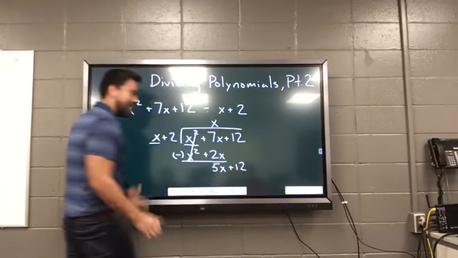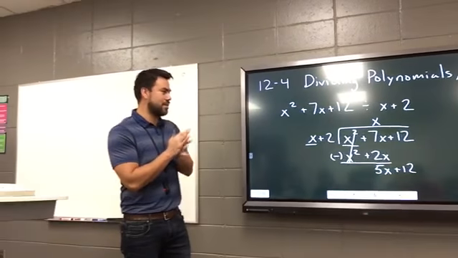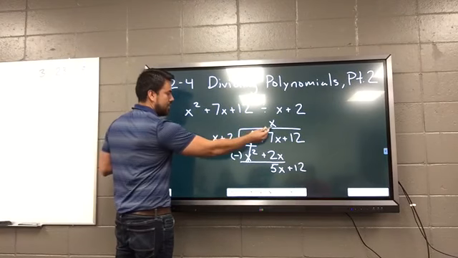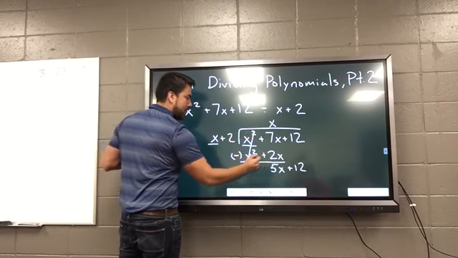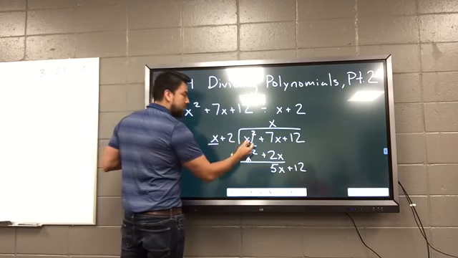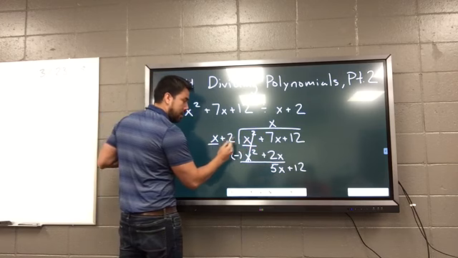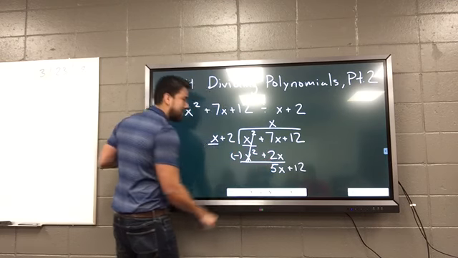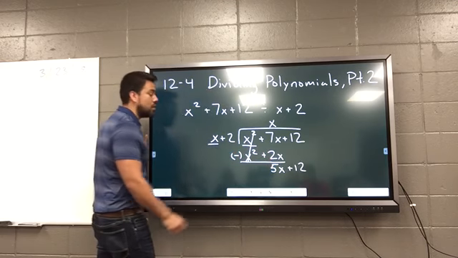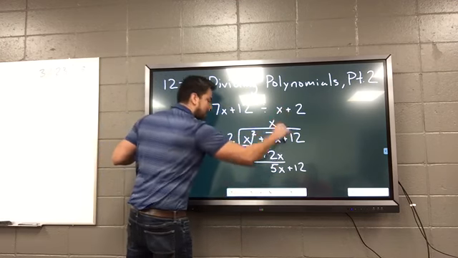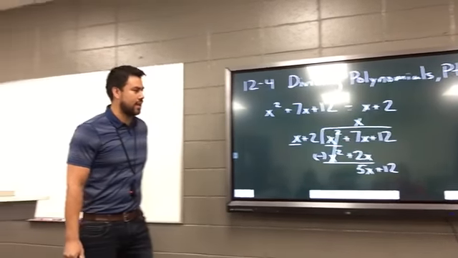Now, this is what we did. And again, I was trying to think what I can say to make this maybe a little bit easier. We divided the first terms and we got our x. Then we multiplied to get this right here. And in a sense, you can say that x plus 2 can fit into these two this many times, but does it fit into it perfectly? No, it has a remainder right now of 5x. Then you bring down that 12 and you start the process again.